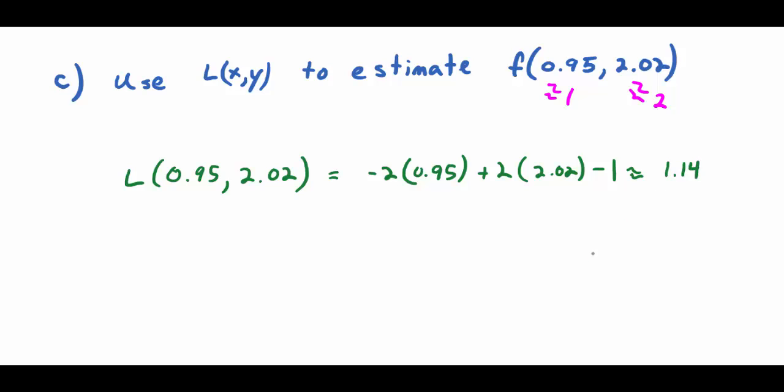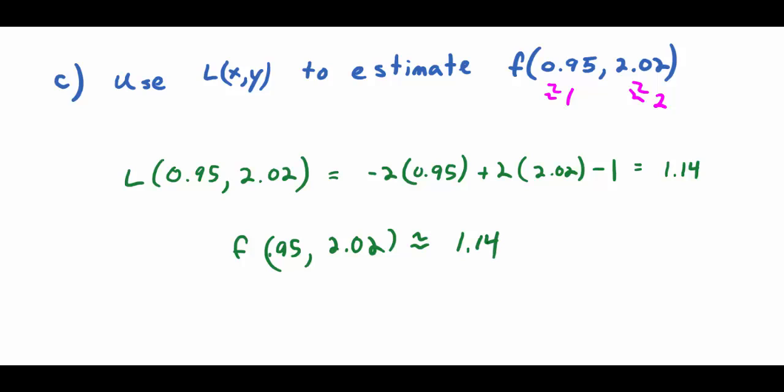I think that might actually be exact. An exact value of L of 0.95, 2.02, if I remember right. So you can check me if you want. Plug it in your calculator. But so this is an approximation of f of 0.95, 2.02. So we would say f of 0.95, 2.02 is approximately equal to 1.14.